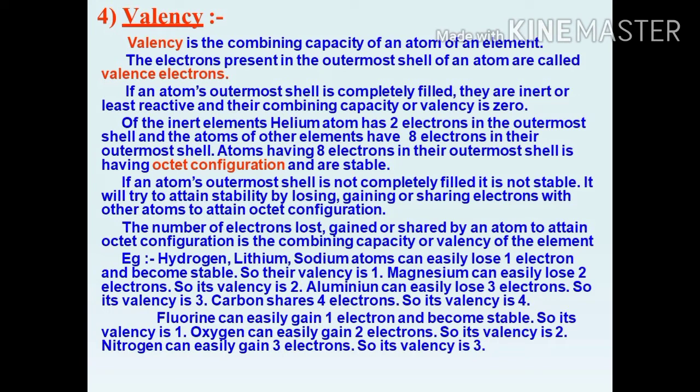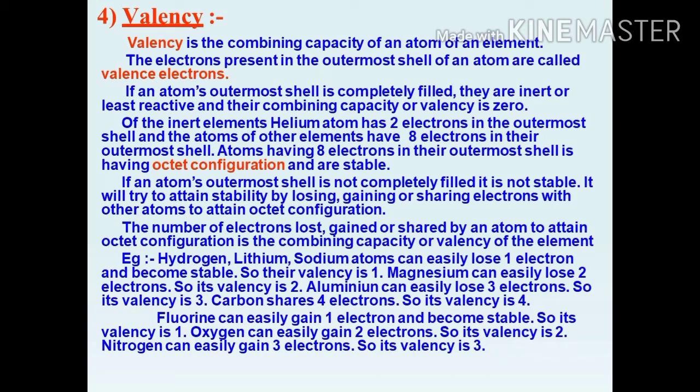Of the inert elements, the helium atom has only 2 electrons present in its outermost shell. The atoms of the other elements have 8 electrons in the outermost shell. Except helium, all other atoms have 8 electrons in their outermost shell. Atoms having 8 electrons in their outermost shell have octet configuration, so the atom is stable in nature.